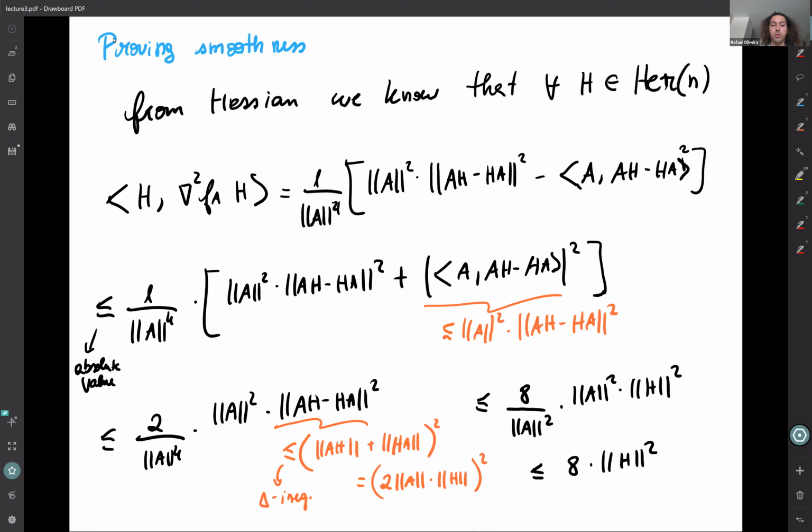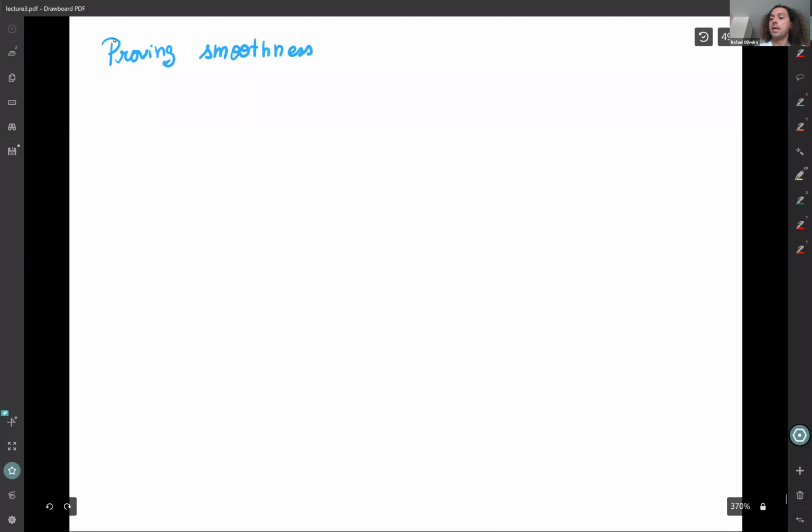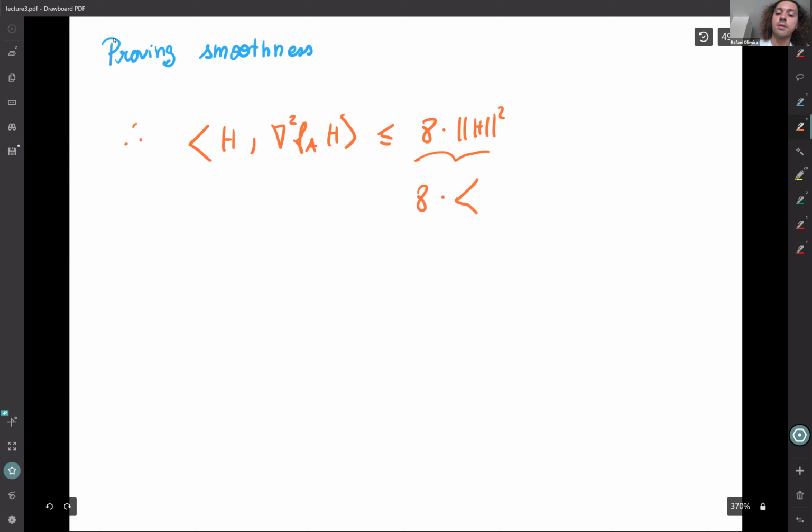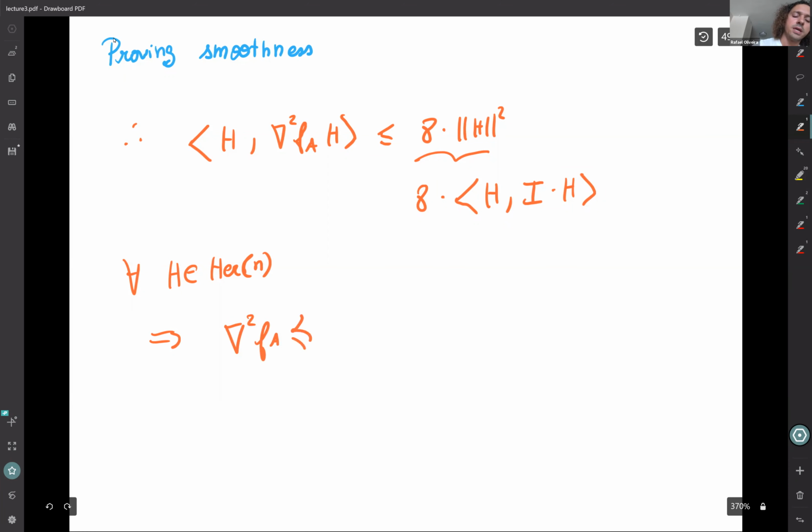And in particular, what does this prove? We prove that the Hessian of f at A, applied to H, is less than or equal to 8 times the norm of H squared, but this is exactly H times the identity, times H. And this is for all Hermitian matrices H. So in particular, this implies that the Hessian of our function is less than or equal to 8 times the identity. So it implies that we are 8-smooth.